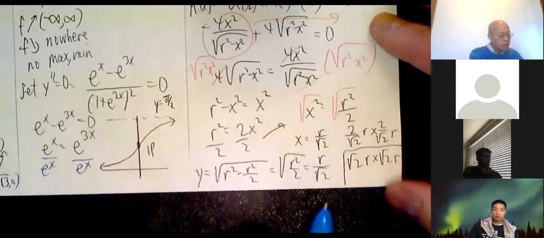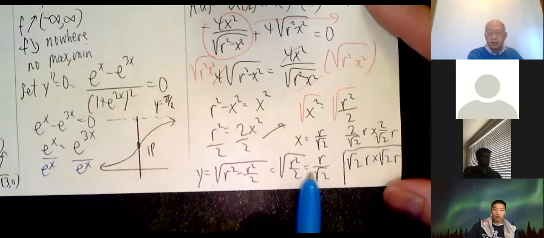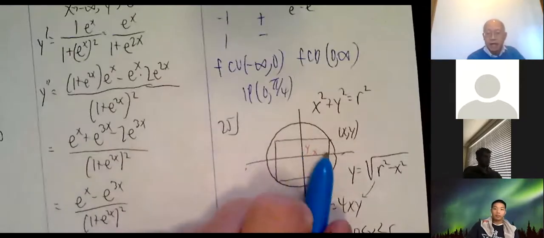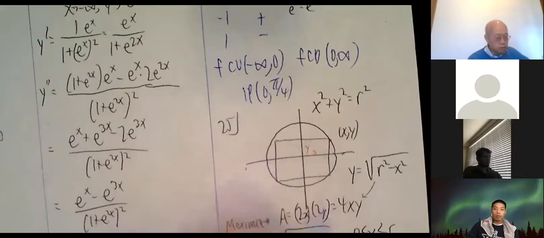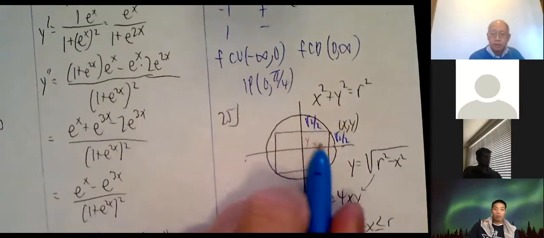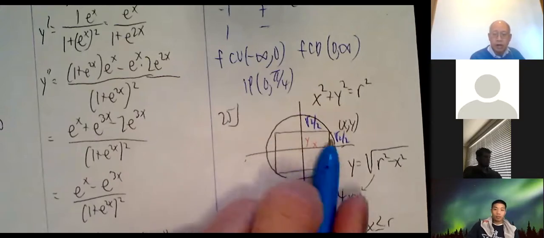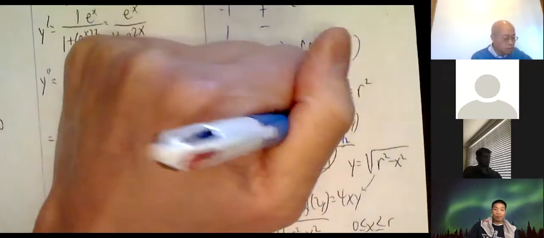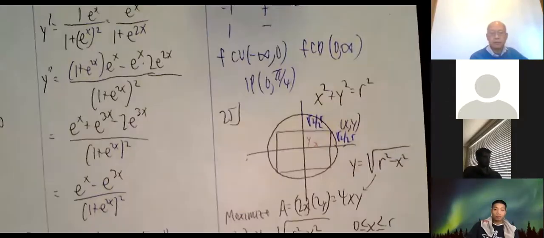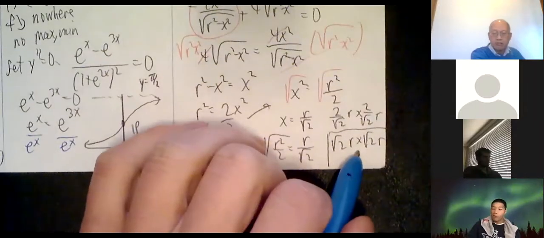Okay, so I have what I want. Now, r over radical 2, that's the same as radical 2 over 2 times r. As you might guess, that's a square. So x and y are both radical 2 over 2 r. But the problem asks for the dimensions. The dimensions are double the x and double the y. I forgot to put the r there. So radical 2 r by radical 2 r is the final answer.